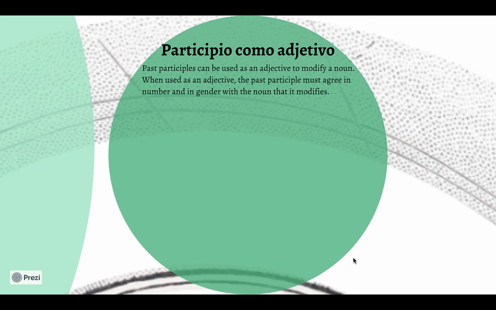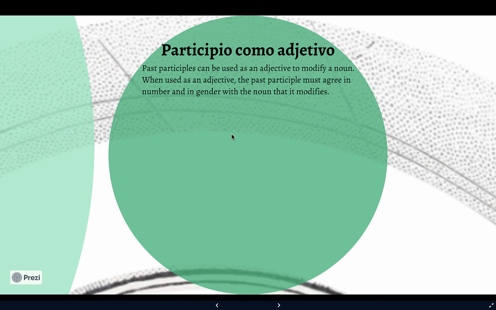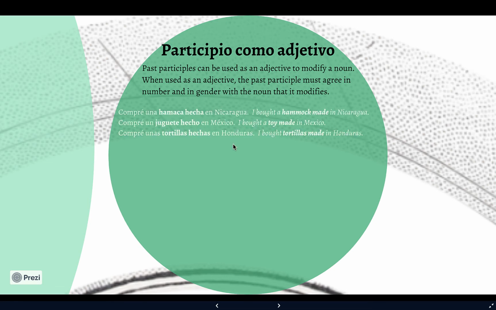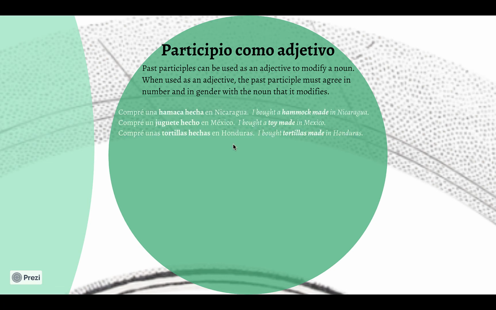Now let's go on to participio como adjetivo. So some past participles can be used as an adjective to modify a noun. And if that's the case, then you have to remember that when we use adjectives, they must agree in number and in gender with the noun that it modifies. And I hope you remember that from 101, I believe. So here's some examples, right?